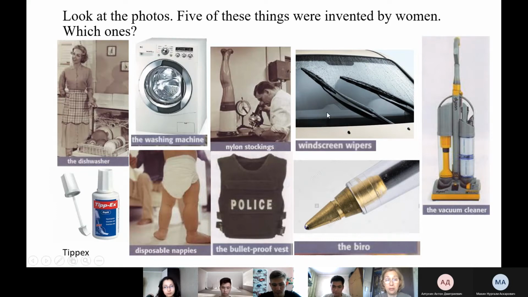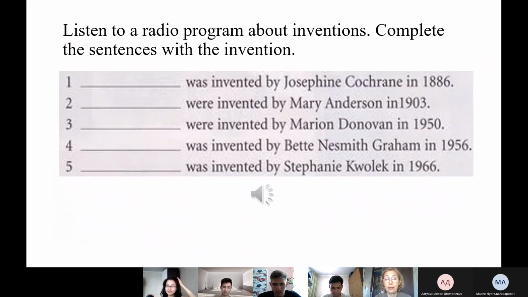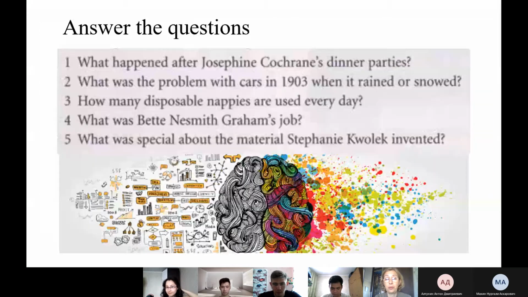So any other ideas? Medina, what do you think? The bulletproof vest. Yes, it saved a lot of lives. For me, the washing machine is great because it saves time. And disposable nappies are also good, just for those people who have babies. Okay. And if we move to the next slide.